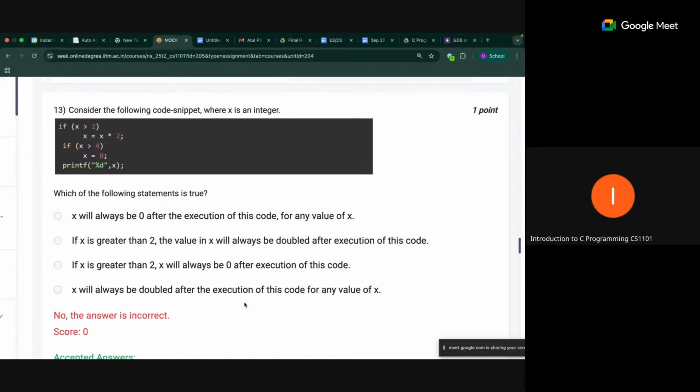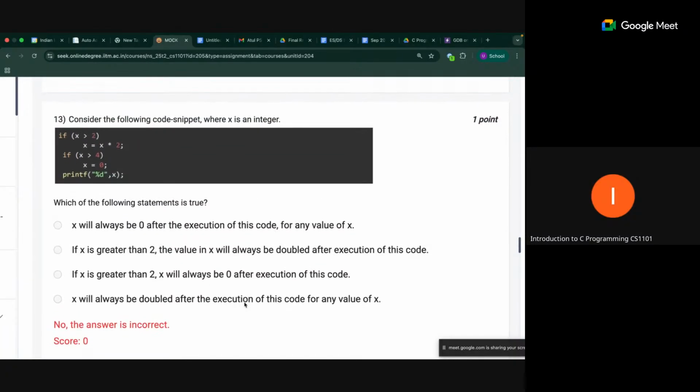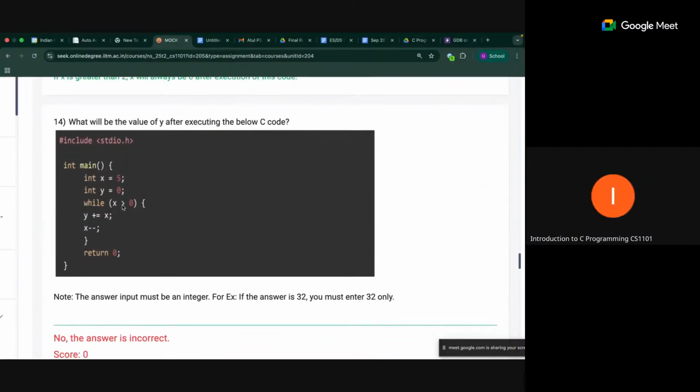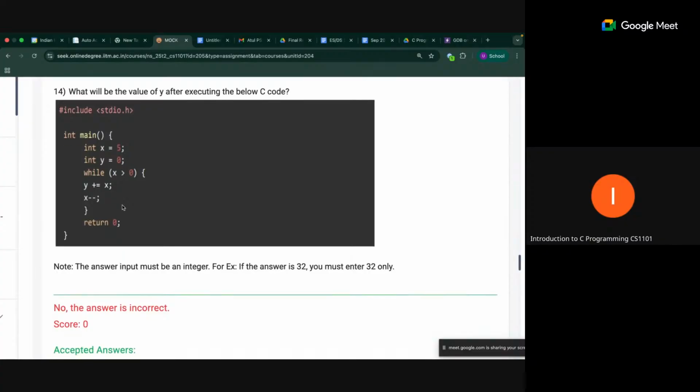But if the x value is greater than 2, there is a possibility that it can be 0, because if it is greater than 2, let's say I'm getting 6 or 7, something like that, I can get 0 after the execution of this code. Okay, is that clear? Yes, ma'am. Okay, what will be the value of y after executing the below C code?